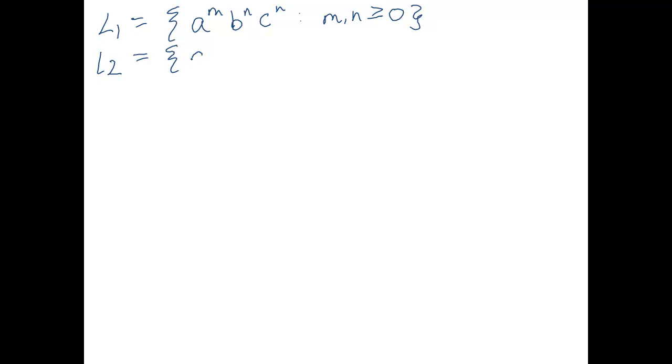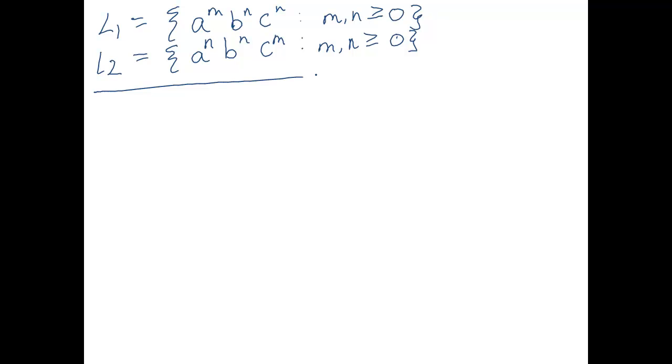To start off, let's consider two languages. Let's take language L1, which is going to be the strings of the form a to the m, b to the n, c to the n, such that m and n are greater than or equal to 0. And the language L2, which will be strings of the form a to the n, b to the n, c to the m, such that m and n are greater than or equal to 0. So first we need to prove that these are both context-free languages.